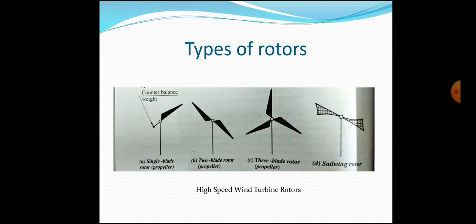Then in the horizontal axis, a yaw control mechanism is required to adjust the rotor around the vertical axis to keep it facing the wind. So a direction mechanism is always required, while in the vertical axis no orientation of the rotor is required. So this turbine can generate power with wind coming from any direction. These are the main two differences.